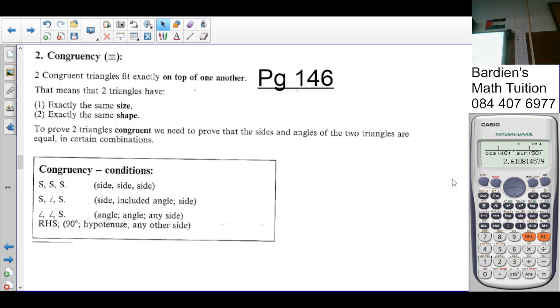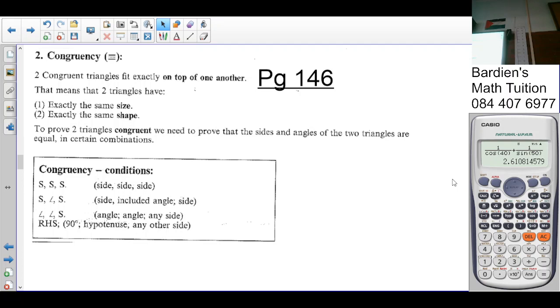Okay. To prove two triangles are congruent, we need to prove that the sides and angles of the two triangles are equal in certain combinations. It has to be in a certain combination. Where similarity was straight, you can use angles only. However, similar triangles are not necessarily congruent triangles.